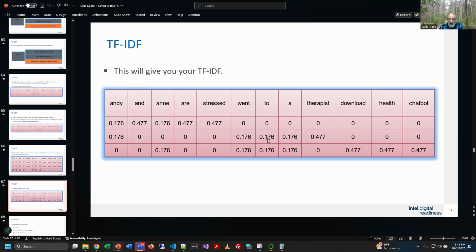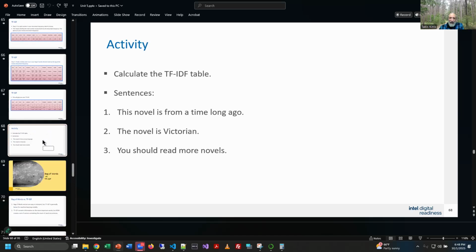And then other words that are kind of generic are kind of weird, but notice therapist, download, health, chatbot, example. I guess that's pretty high, so maybe that word wasn't used a lot. But could we agree from looking at this information, maybe with the exception of 'and' and 'are', that stressed, therapist, download, health, chatbot seem more important, correct? I mean, I think so. You might counter that thought.